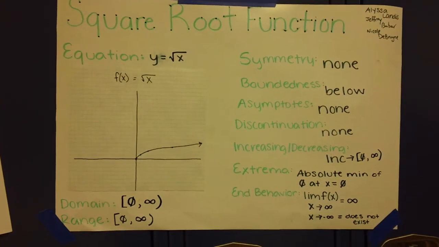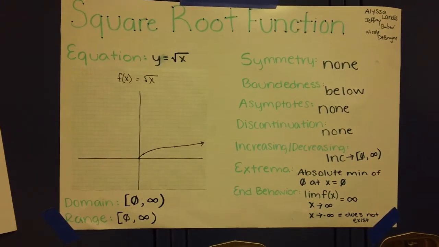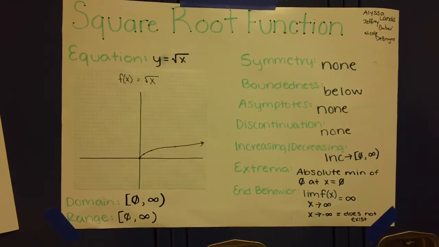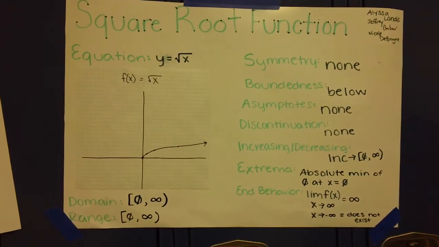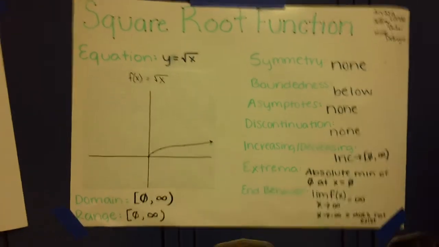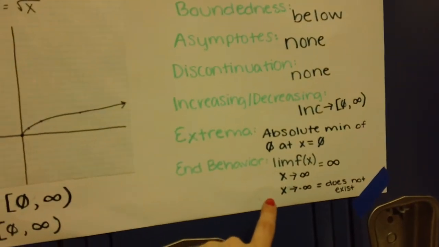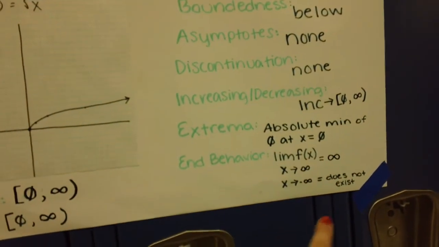The end behavior is from x to infinity is infinity, but from x to negative infinity there is no end behavior since it doesn't exist. Okay, and you guys need to write that out as 2 limits. Okay, so you need to write it out. Limit of f of x as x approaches negative infinity does not exist.